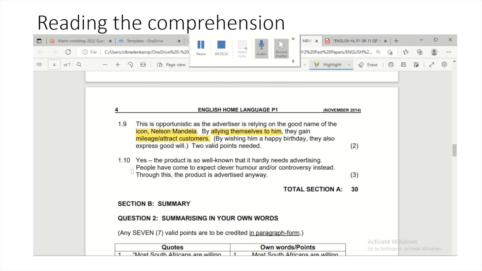Yes. Okay, remember, you don't get your mark for yes. The product is so well known that it doesn't really need advertising. A similar product to this is Apple. Think about how many times you've seen adverts for Apple on TV. People expect this clever humor and or controversy. Though the product is advertised, we understand that the real product is Nando's itself. It's humor. It's witty comments.